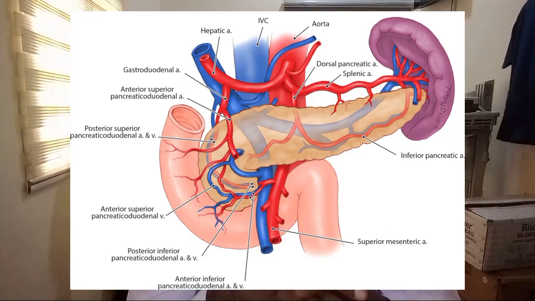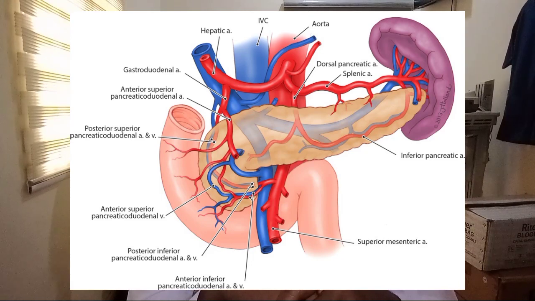Let's look at the landmarks of the body and the tail. The celiac trunk and branches. The celiac trunk arises from the anterior surface of the aorta, usually just superior to the body of the pancreas. Immediately, it gives off three branches: the common hepatic artery, splenic artery, and left gastric artery.